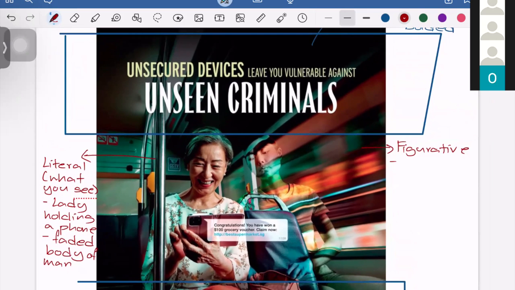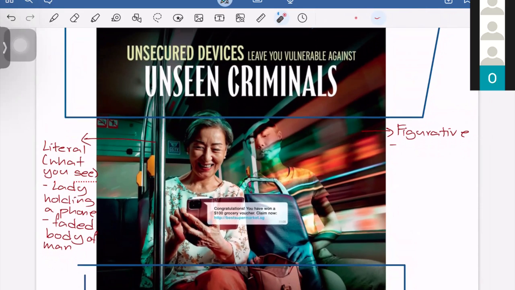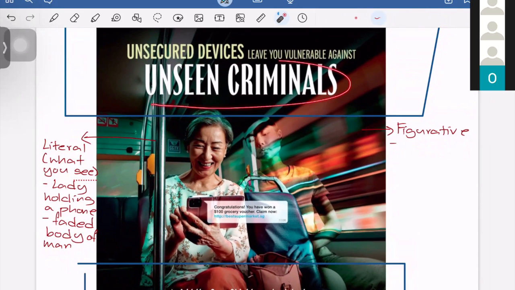In this case, you have to look back at your heading. Your heading is talking about unsecured devices. It leaves you vulnerable against unseen criminals. And then link this part, unseen criminals, to the man. What is it trying to explain? Unseen criminals means that you cannot see this particular criminal at all. So it's in relation to the man as well.